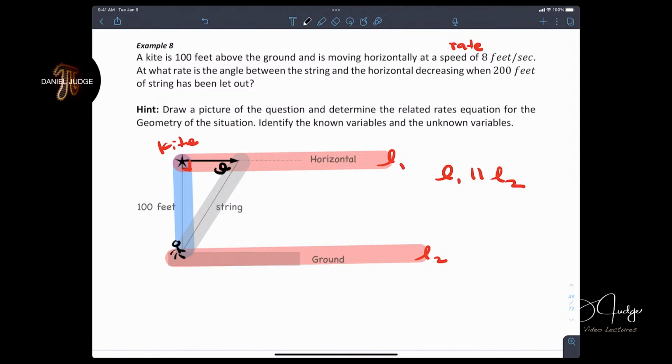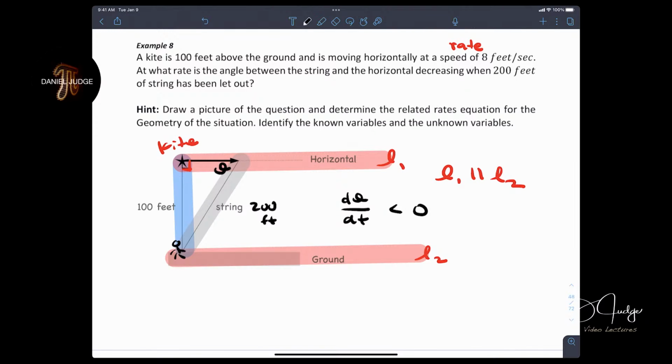Okay. So they're telling me that d theta dt will be negative. They're trying to ask for that particular variable, that rate, d theta dt. And when 200 feet has been let out. So the string here is 200 feet, ladies and gentlemen.